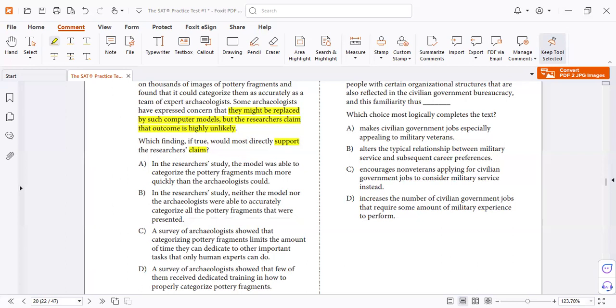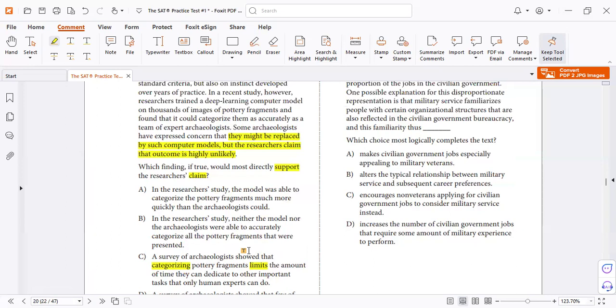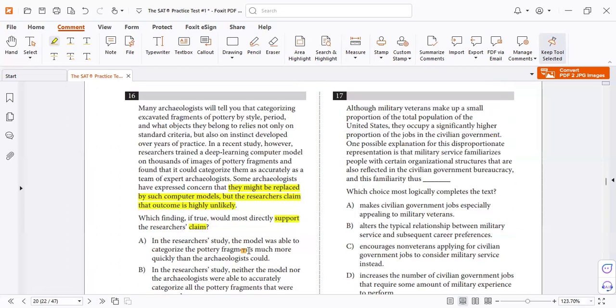You think it's letter B, but why not C? C. Because it's the opposite. How? Look at it, it says that it limits the amount of times you can do other important tasks that only human experts can do.